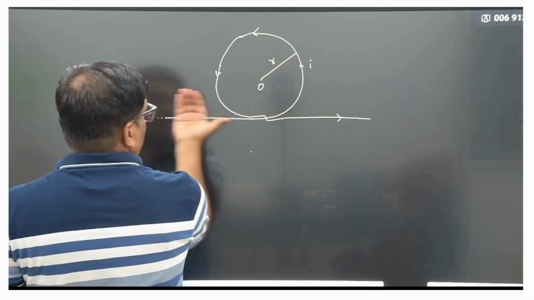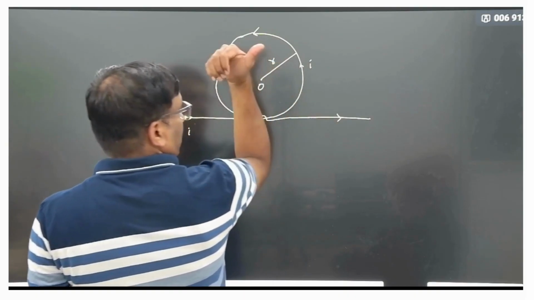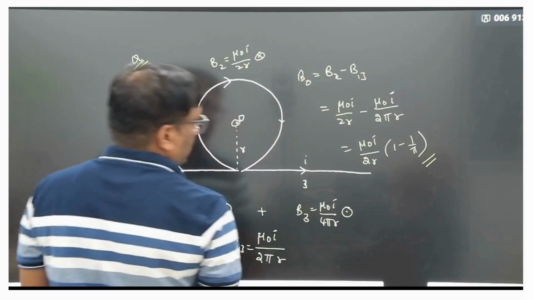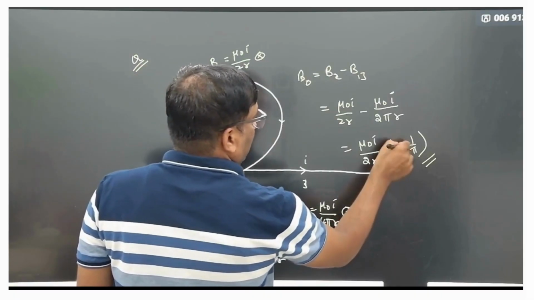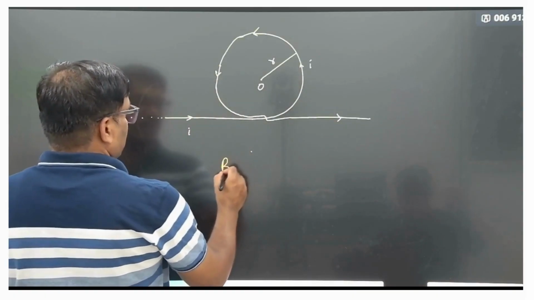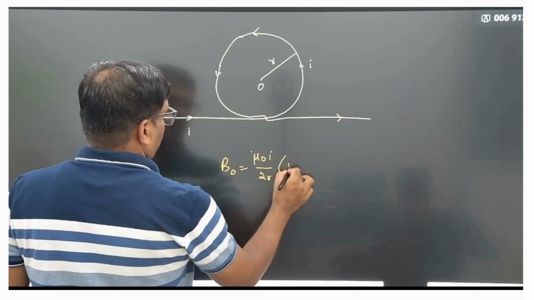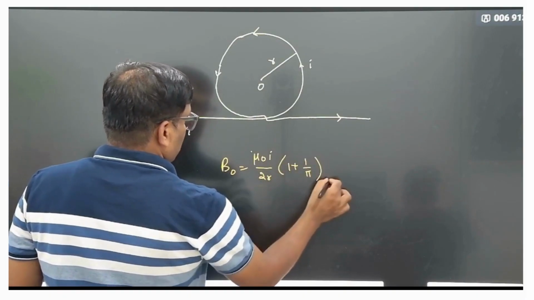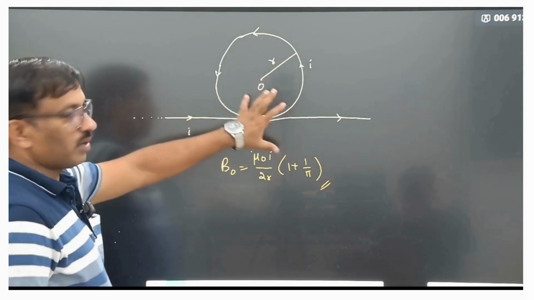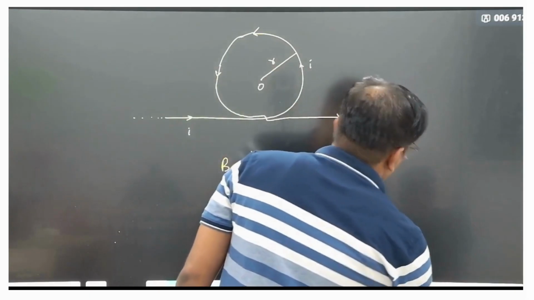Observe this one: this is coming out, this one is also coming out, this one is also coming out. Exactly the same as the previous formula, so you will get addition here. That's all, you can get your answer. So the magnetic field at the center will be μ0 I by 2r times 1 plus 1 by π. Please try this question and check whether this answer is correct or not. Okay, now we will do one more question.